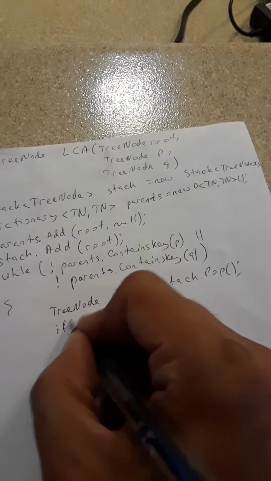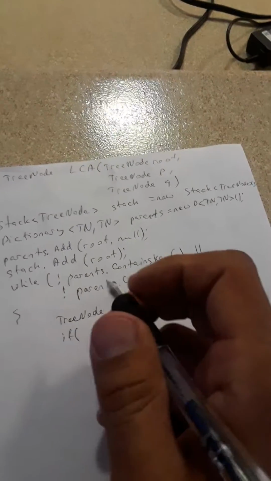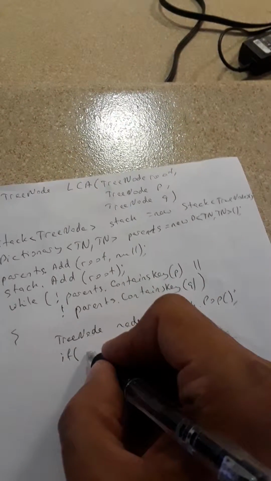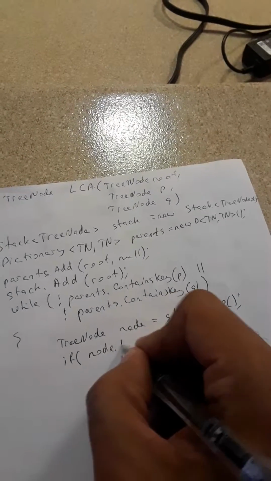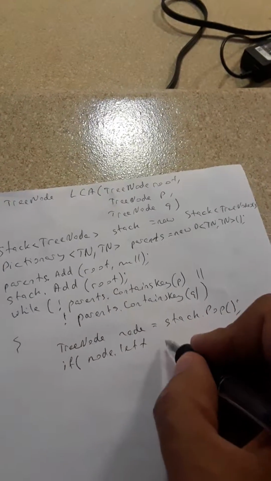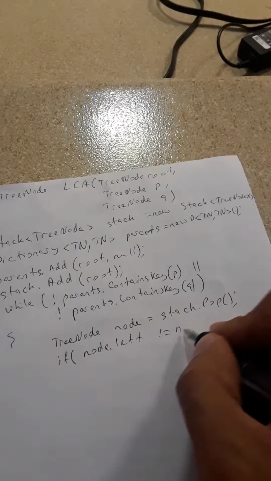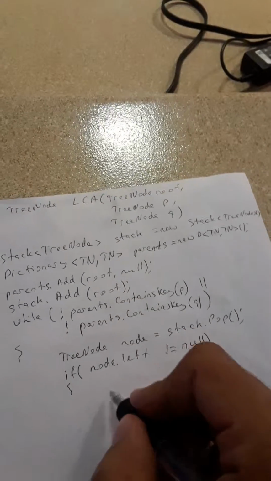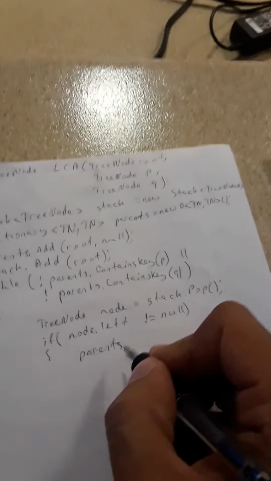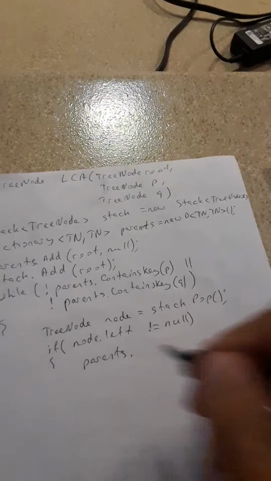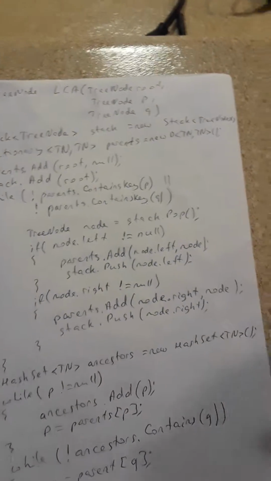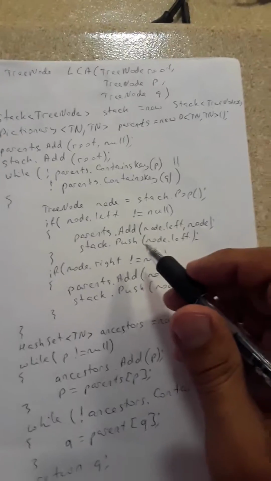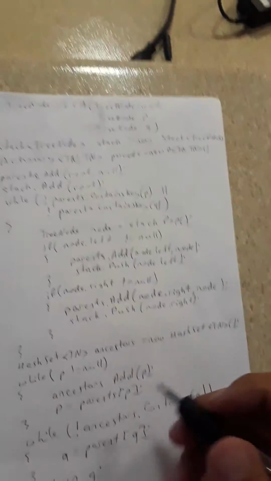Then I will traverse the tree and keep saving the parent pointers. So first I will go to the left, and if the node's left child is not equal to null, so here I wrote all the code down, just keep my video paused to see all this code.